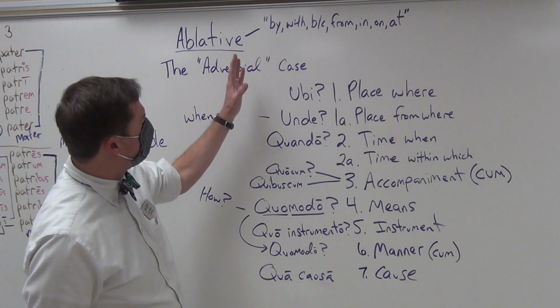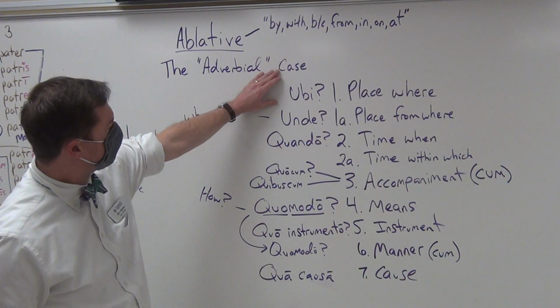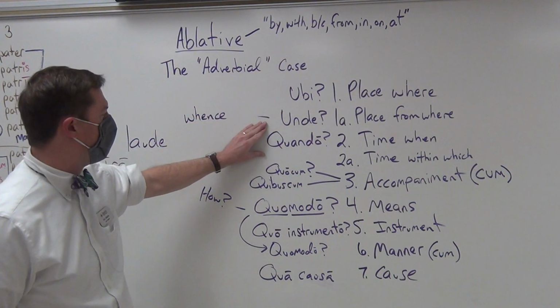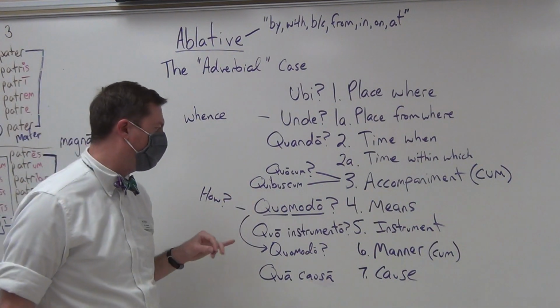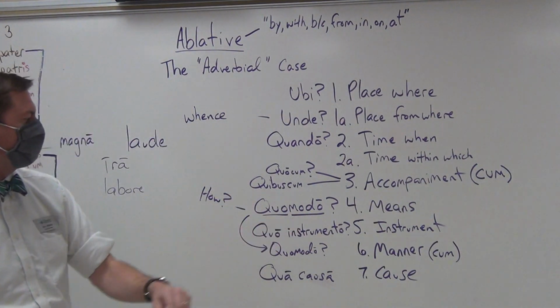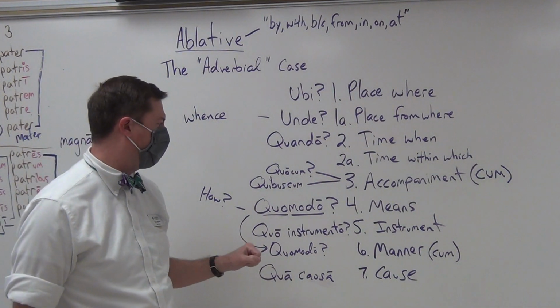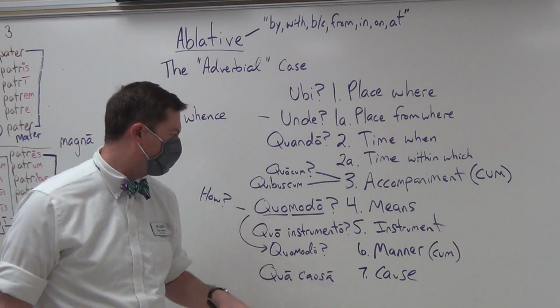And these are your ablative usages, answering the question where, from where unde, when, quando, quocum, quibuscum, with whom, quo modo, how, or in what manner, quo instrumento, with what instrument, and again quo modo, how, in what manner, and qua causa, by what cause.